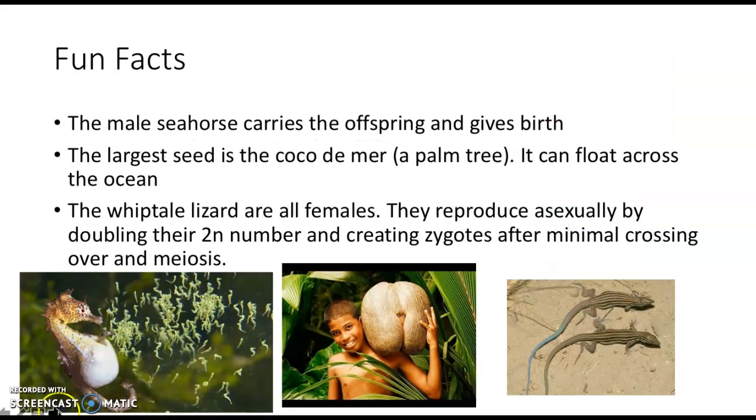Okay? All right. Fun facts about reproduction. Male seahorses are the ones that carry the babies. They do it backwards, seahorses. The female will actually place her eggs inside the male's brood pouch, and then he grows the babies inside of him and gives birth to all of these tiny baby seahorses, which I love.